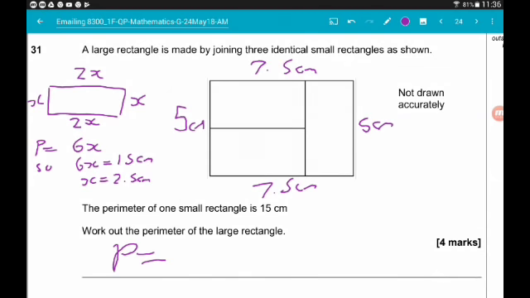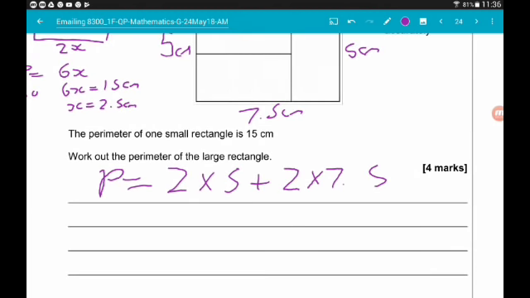So we can now work out the perimeter. Well, the perimeter is 2 lots of 5 add 2 lots of 7.5, which is 10 add 15, which gives us 25 centimetres.